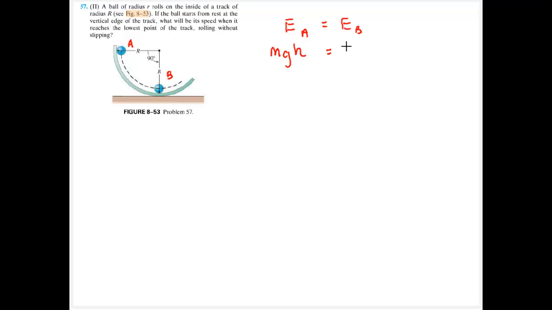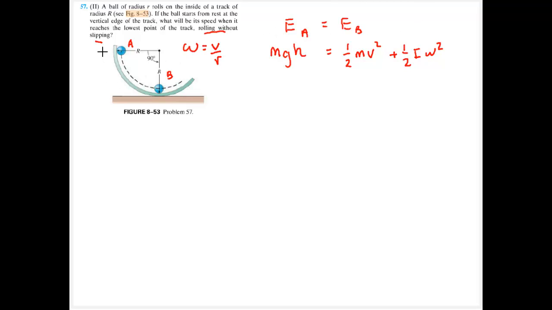At point B, it's going to be rolling. It's going to have some translational energy associated with its motion, so 1/2 mv squared is the translational energy. It's also going to be rolling, so it's going to have some rotational energy as well, so 1/2 I omega squared. And it also tells me that it is rolling without slipping. That's a key phrase saying that the rotational velocity must be equal to the linear velocity divided by the radius of the ball, little r here.